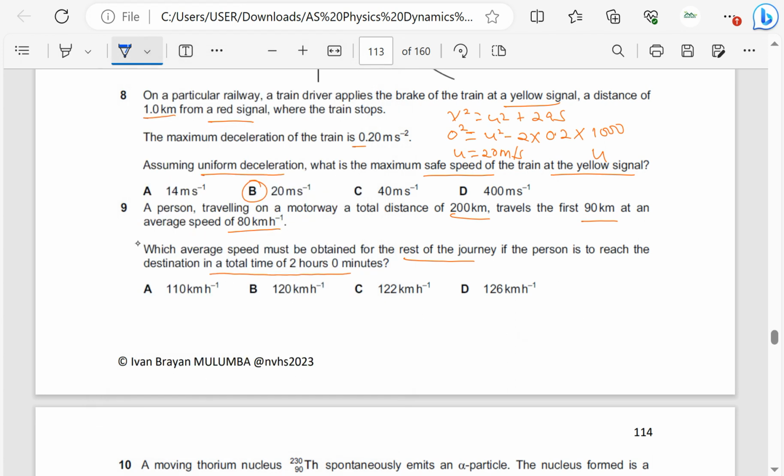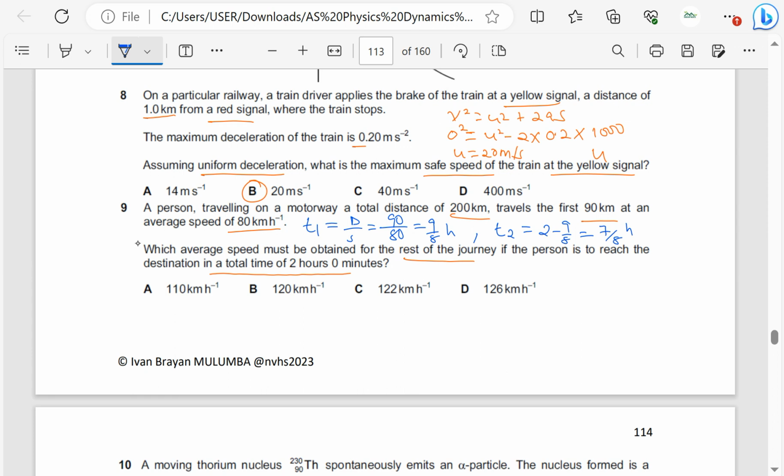Let's first find the time it takes. First time t1: time is distance divided by speed. So the distance is 90 kilometers divided by the speed, which is 80. So it takes 9/8 hours for the first journey, and the rest of the journey must take the remainder of the 2 hours. So the second journey, t2, is going to be 2 minus 9/8, which is 16 minus 9 over 8, which is 7/8 hours. For the second part of the journey, it takes 7/8 hours.